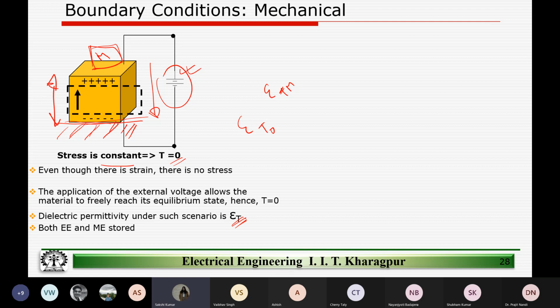Epsilon T0 will be higher. That will be higher. Who is this? Sakshi. Okay, Sakshi, can you explain why epsilon T0 will be higher? If a mass is placed, the electric field inside will increase, so the permittivity will decrease.